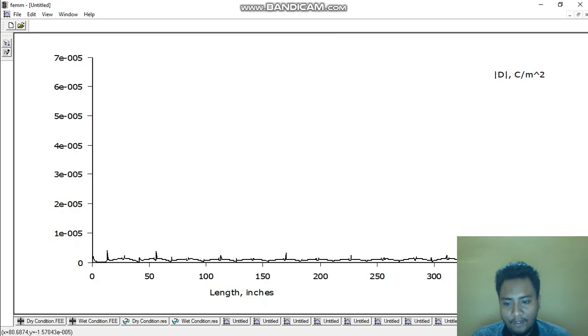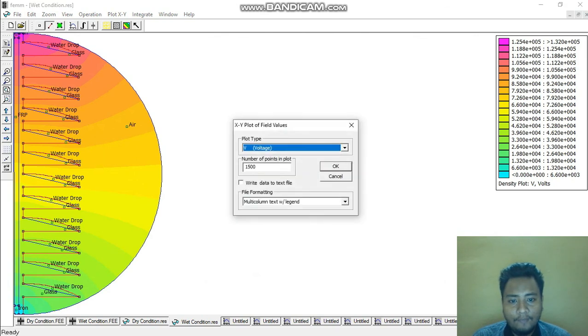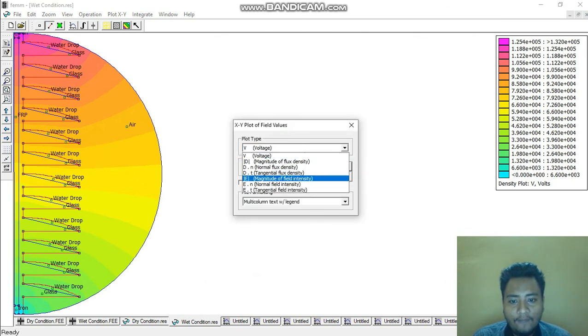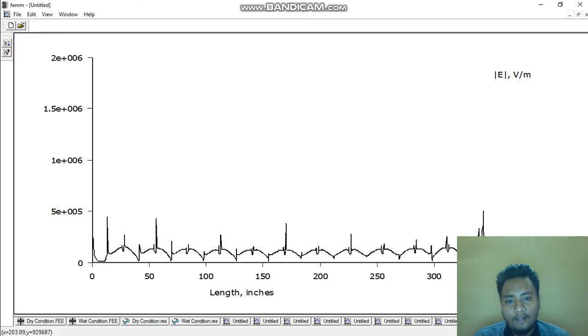Okay, after that we look at the magnitude of field intensity. As you can see here, there is a spike in the graph. But as you can see in this graph, it is not very well balanced. Yeah, that's all from me. Thank you.